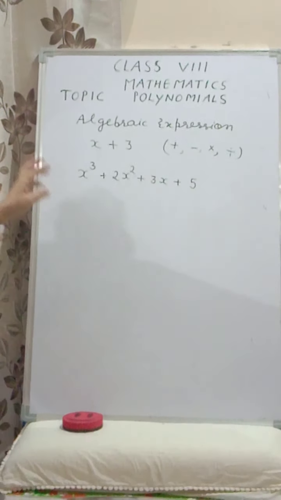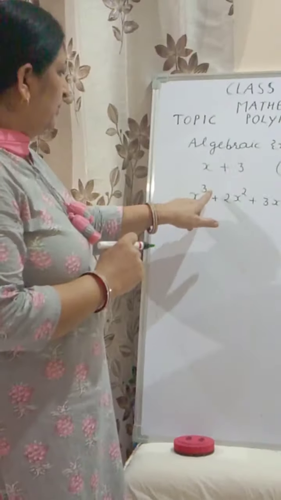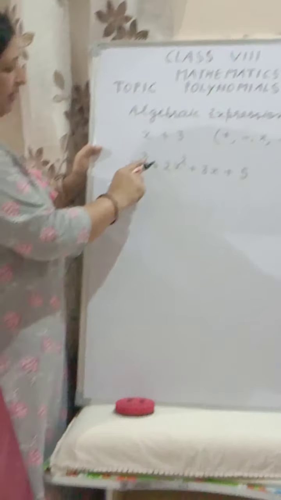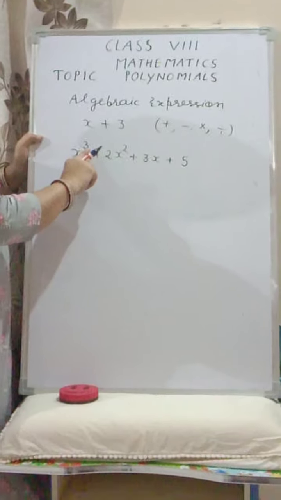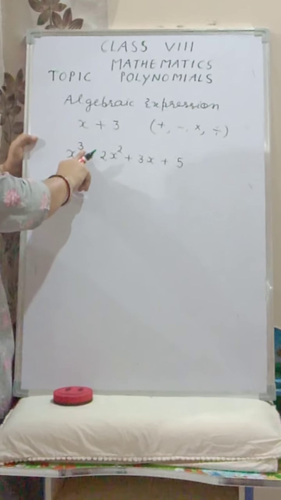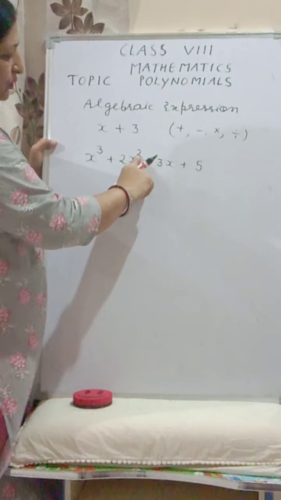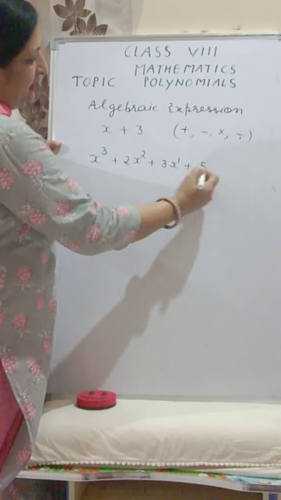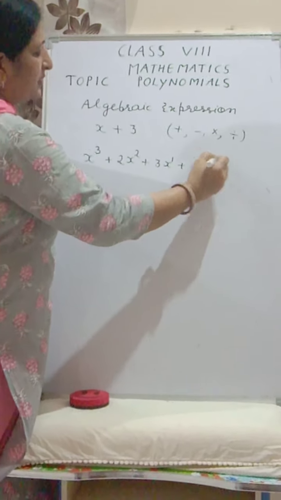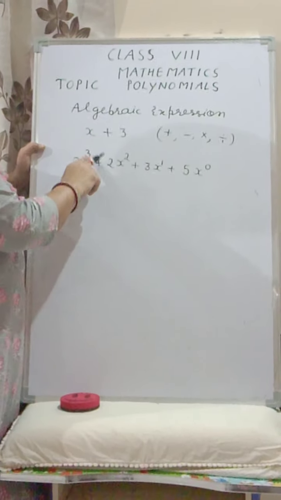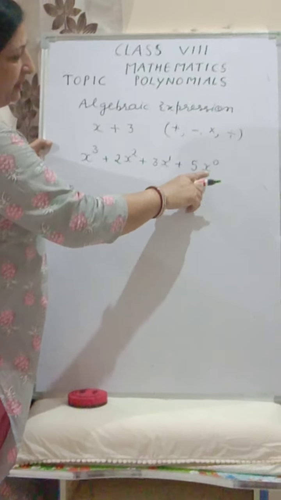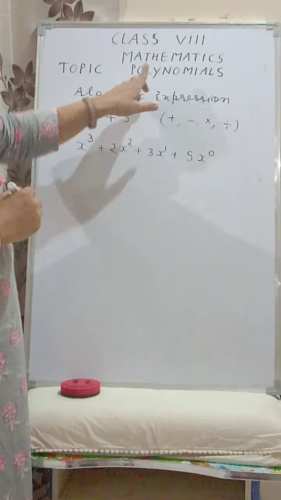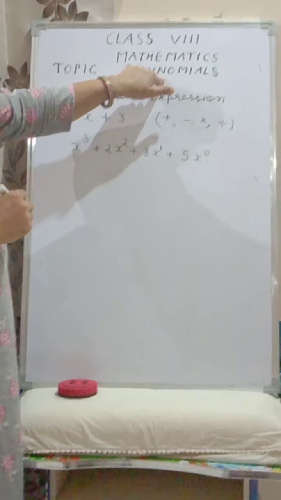You have to observe only the power of the variable. Here the power of the variable is 3, which is a positive integer. It is 2, it is also a positive integer. It is 1 and here it is 0. When the power of the variable is a non-negative integer, then we can say it is a polynomial.